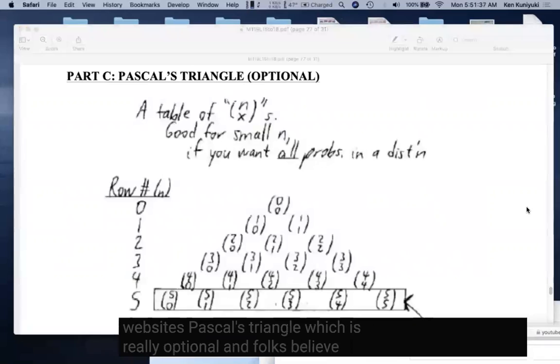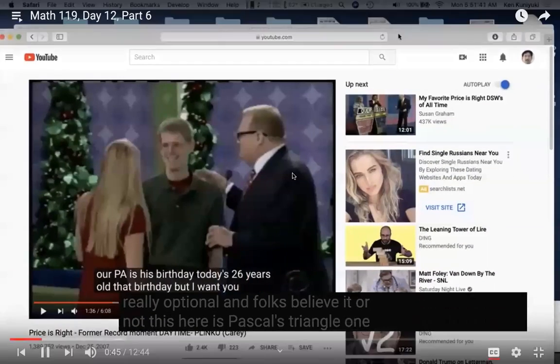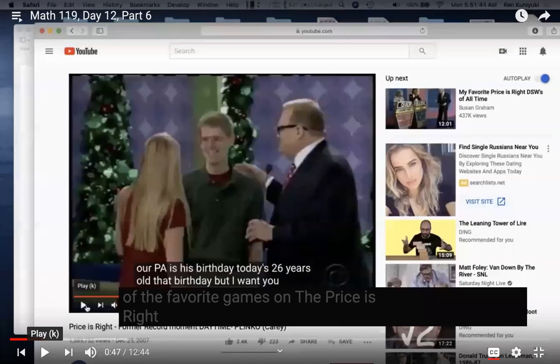And folks, believe it or not, this here is Pascal's triangle. One of the favorite games on The Price is Right. Right. So I have a better, just for better clarity here.